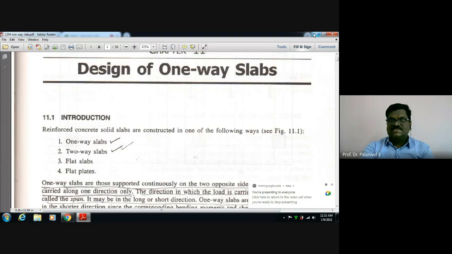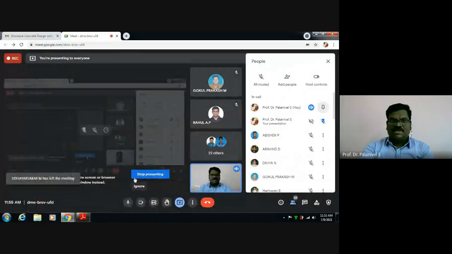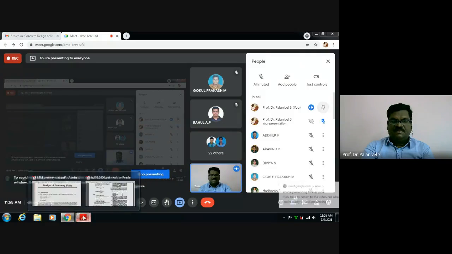This Google screen is hidden, okay, because of the notes I have put to full screen in my monitor. If any problem is faced, I'll probably make a phone call.